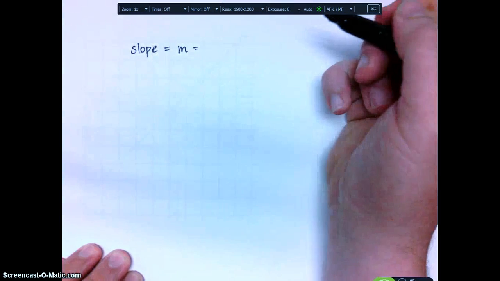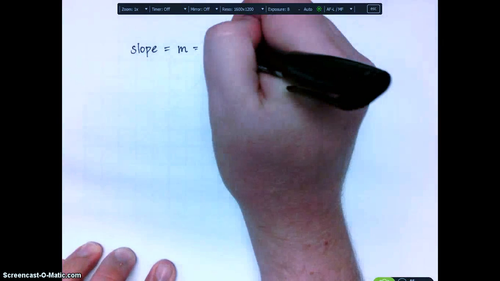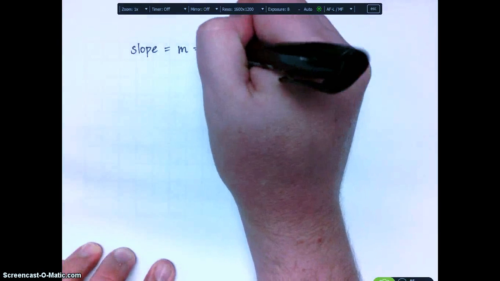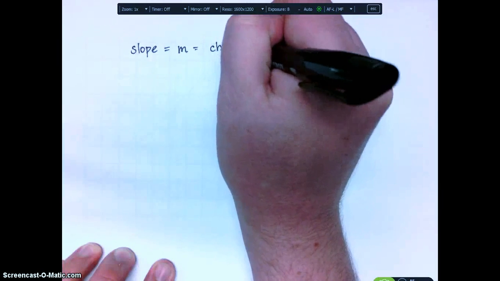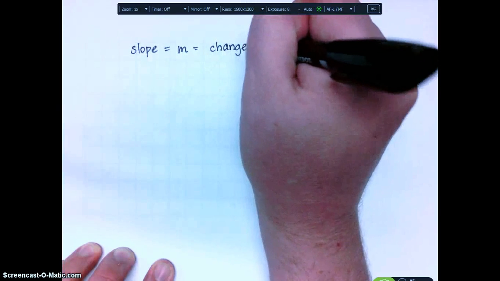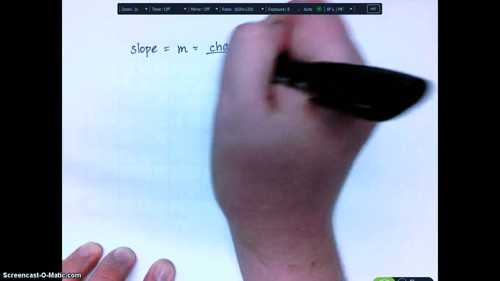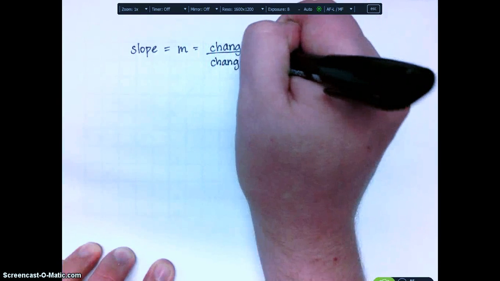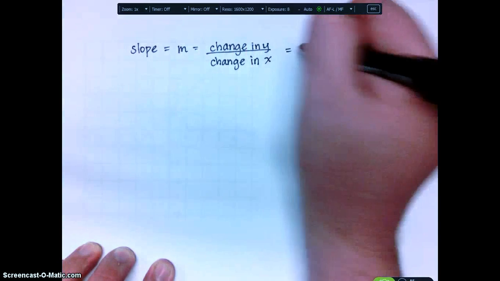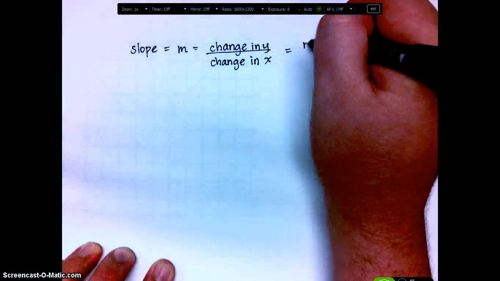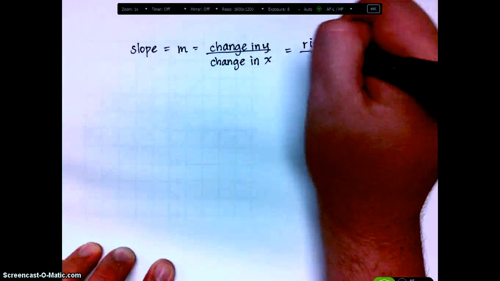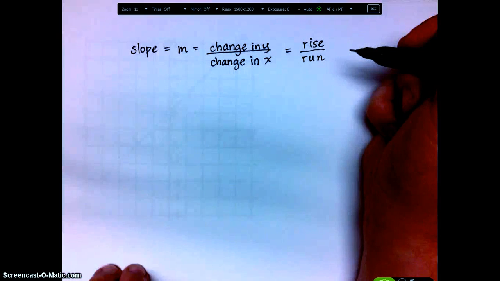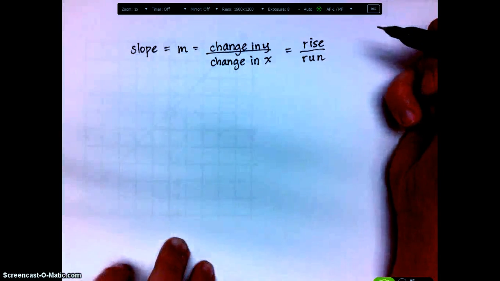which means we're just going to get a number. And what we're doing is we're comparing two different things on that line. We're comparing the change in the y values compared to the change in the x values. And many times we're going to call this the rise compared to the run. And this is very simple to do, to calculate this slope, this value.